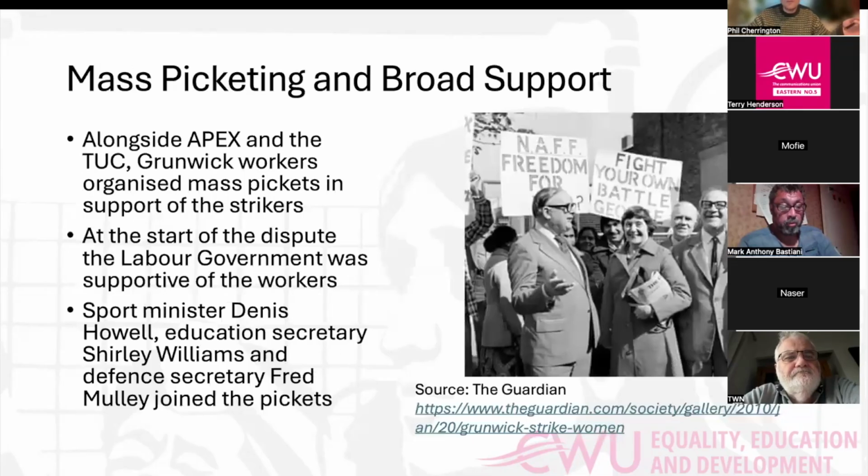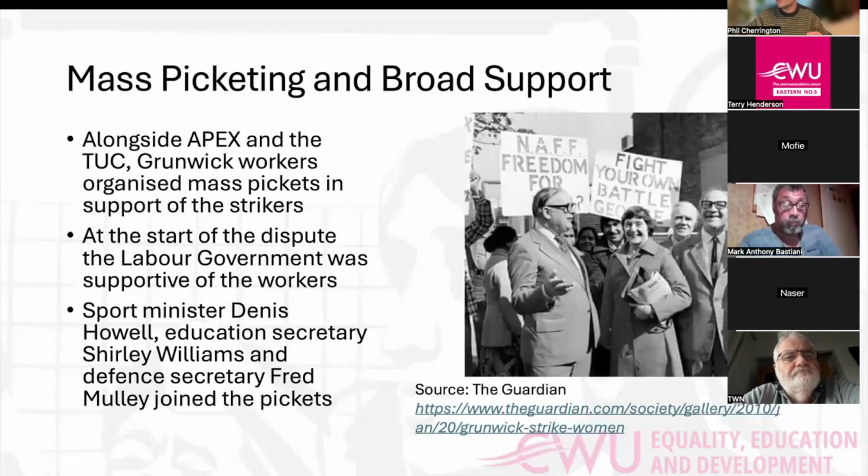And in that spirit of being aligned, she joined Apex and they walked out from the Grunwick site. Now, once the workers had walked out, they initially gained strong support from the broader trade union movement. Alongside the union, they joined Apex and the TUC. Grunwick workers organised mass pickets in support of the strikers.